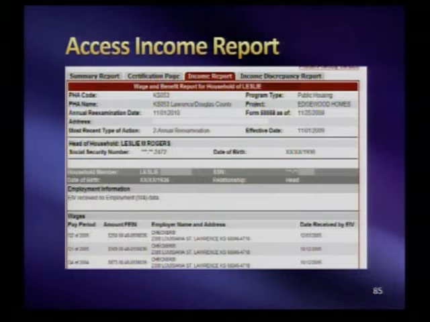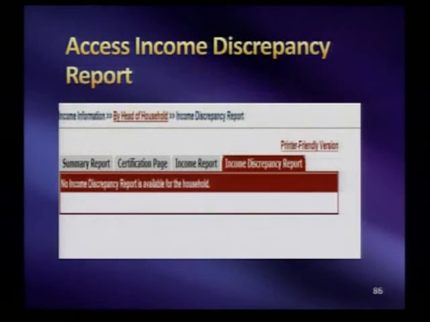The burgundy lets you know that this is the tab or the page that you're on. And so now we're on the income report, and when you click on the income report, you basically will see all of the income information for the entire household. All right. Now, notice there's a tab for income discrepancy report.